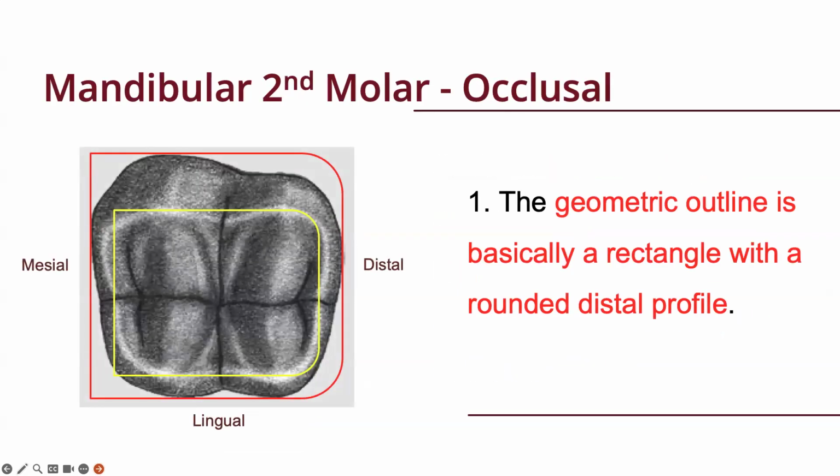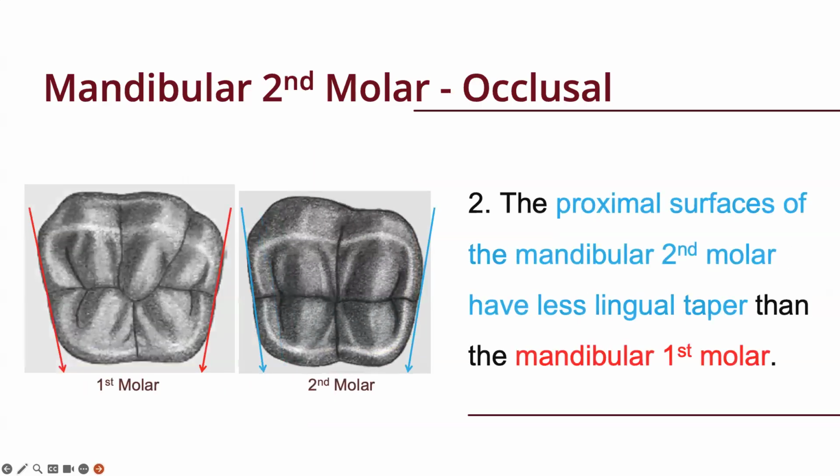From the occlusal aspect, the geometric outline is basically a rectangle with a rounded distal profile. Okay, so the mesial profile is a little bit straighter, and the distal profile has a little bit more of a rounded edge to it. The proximal surfaces of the mandibular second molar have less lingual taper than the mandibular first molar. They both taper lingually, but the second molar has a little bit less taper than the first.